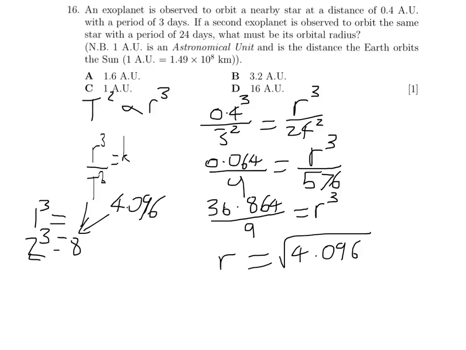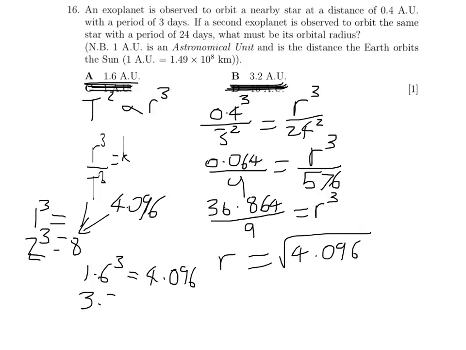So immediately we can rule out answer D and answer C because neither of those are between 1 and 8. So 16 is obviously higher than 8, and 1 is obviously the same as 1. So we've got two possible answers. It's either A, 1.6 astronomical units, or B, 3.2 astronomical units.